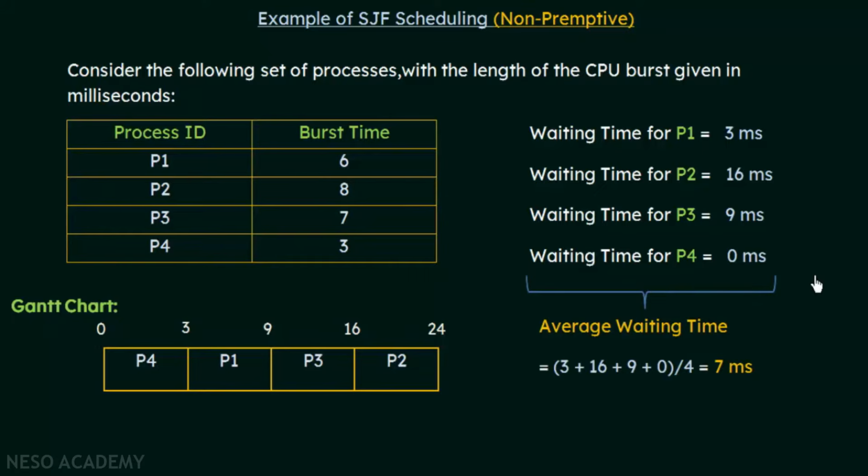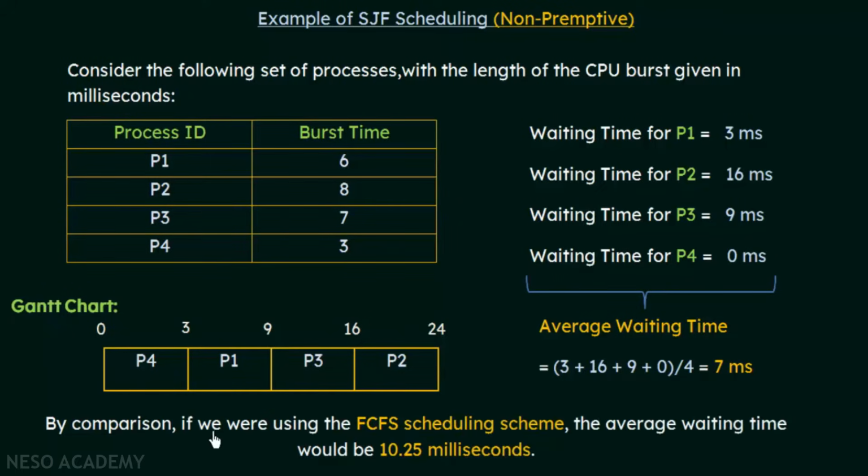So what will be the average waiting time for this set of processes? It will be 3 plus 16 plus 9 plus 0 divided by 4 because we have 4 processes. So that will give us 7 milliseconds. So the average waiting time for this set of processes is 7 milliseconds.